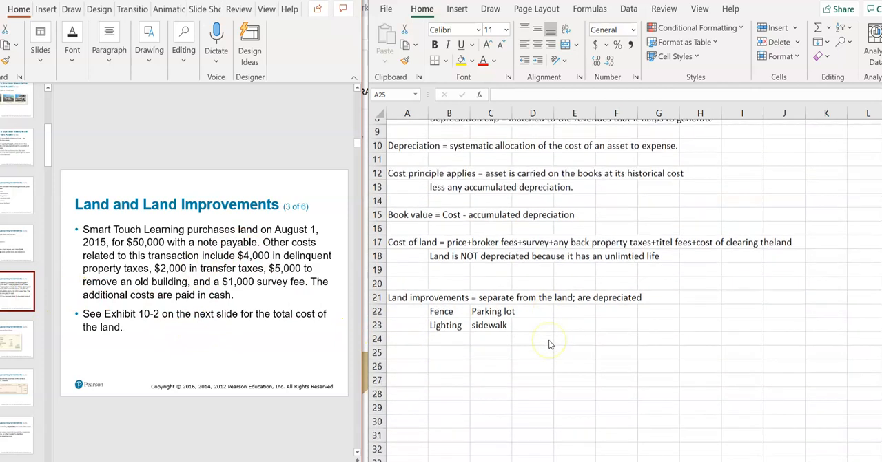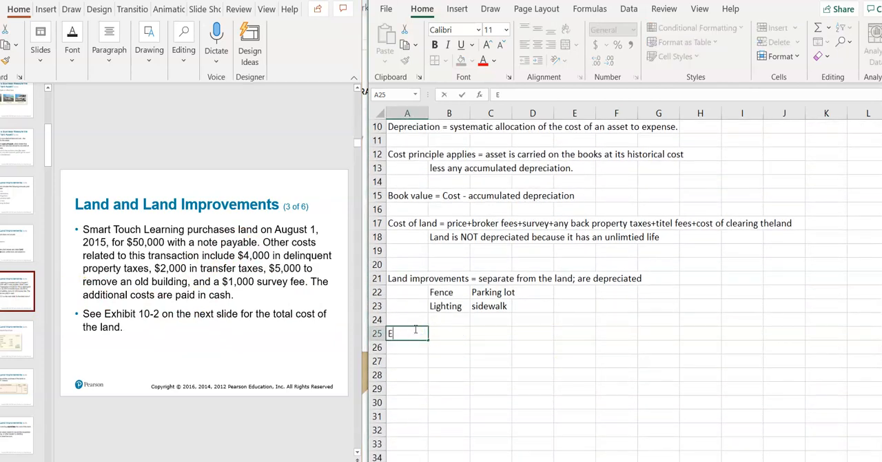All right, so here's an example. Smart Touch Lane purchased land on August 1st of 2015 for $50,000 with a note payable. Other costs related to this transaction include $4,000 in delinquent property taxes, $2,000 in transfer taxes, $5,000 to remove an old building, and $1,000 in survey fee. The additional costs are paid in cash.